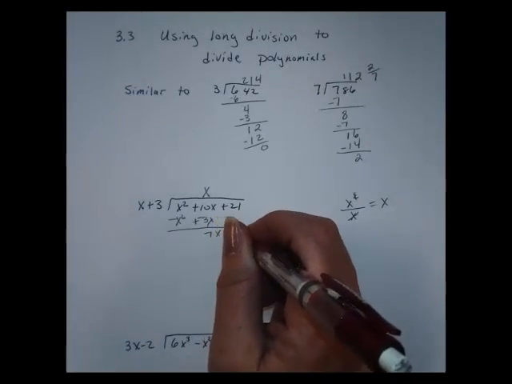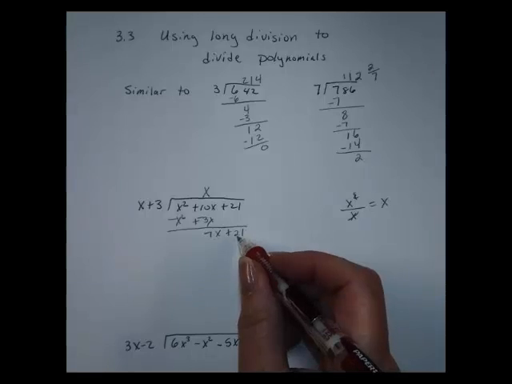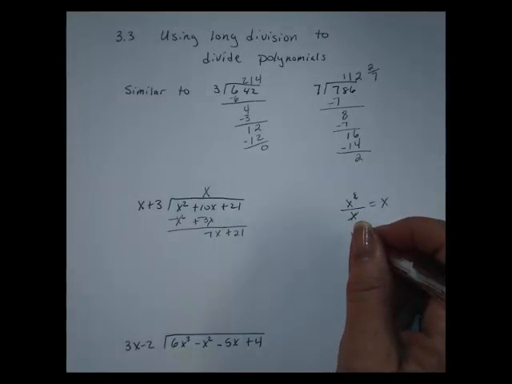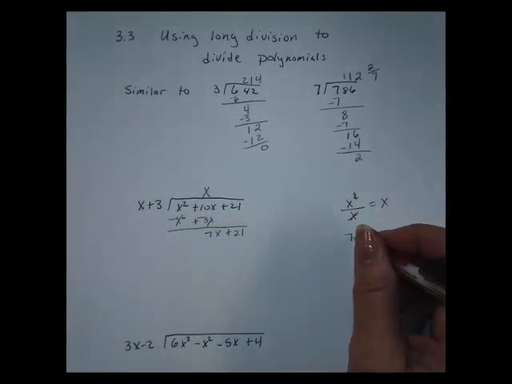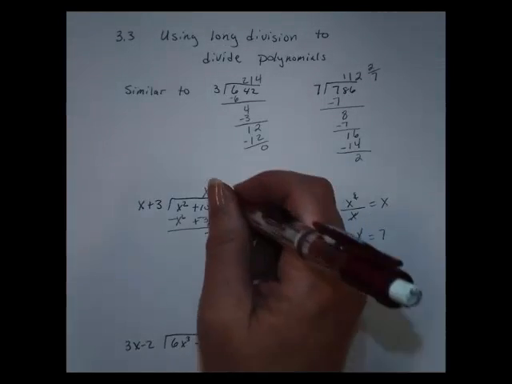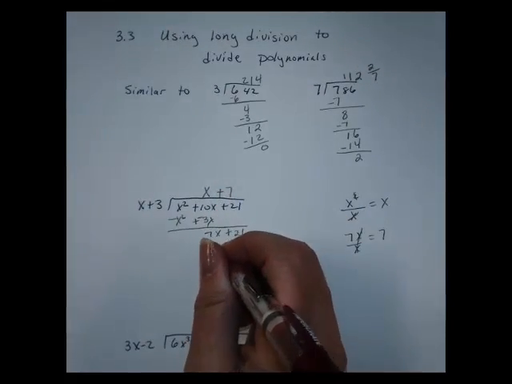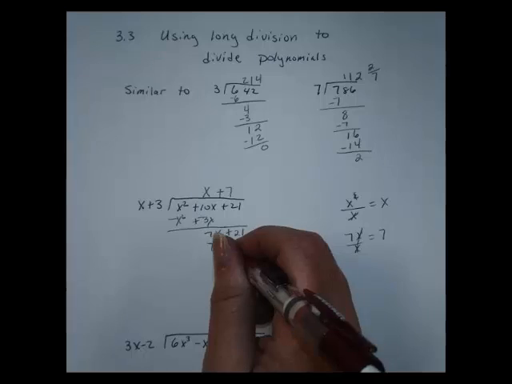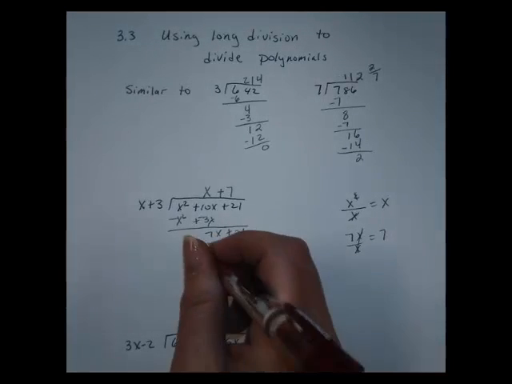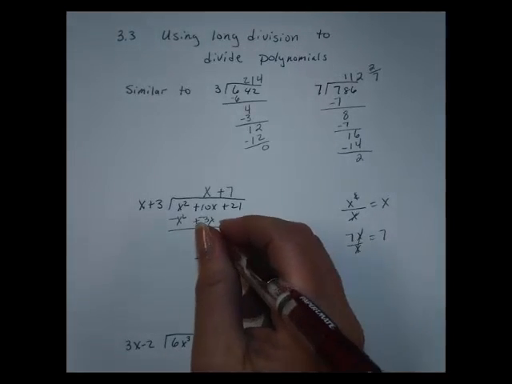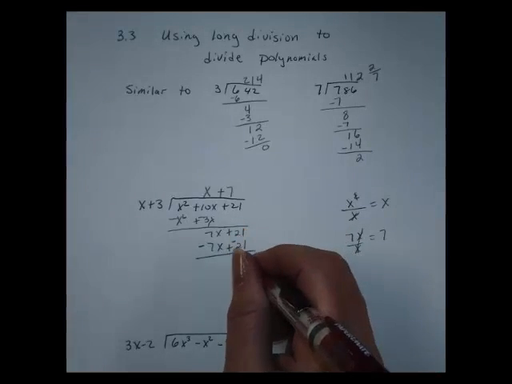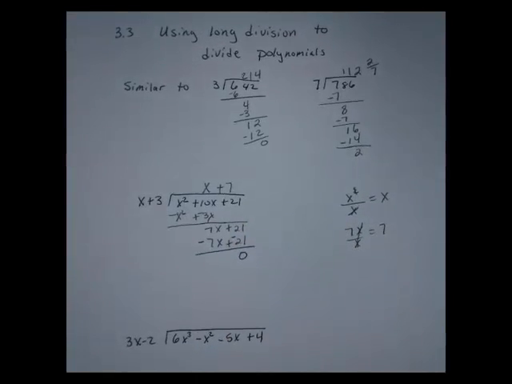Now we'll bring down our plus 21, and then we're going to take 7x and divide it by x. The x's will cancel, and we have 7. So we'll write that as plus 7. So 7 times x is 7x, and 7 times 3 is 21. We draw our line and change both signs. Here we get 0, and here we get 0, so we have a remainder of 0.